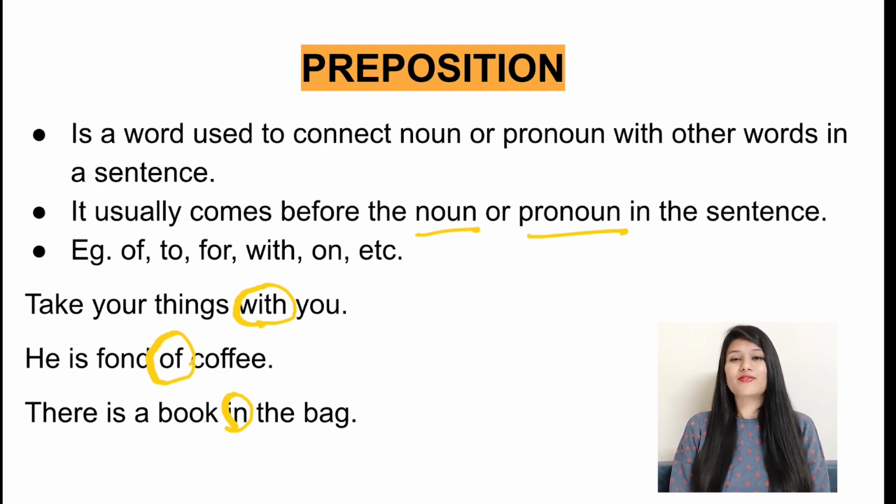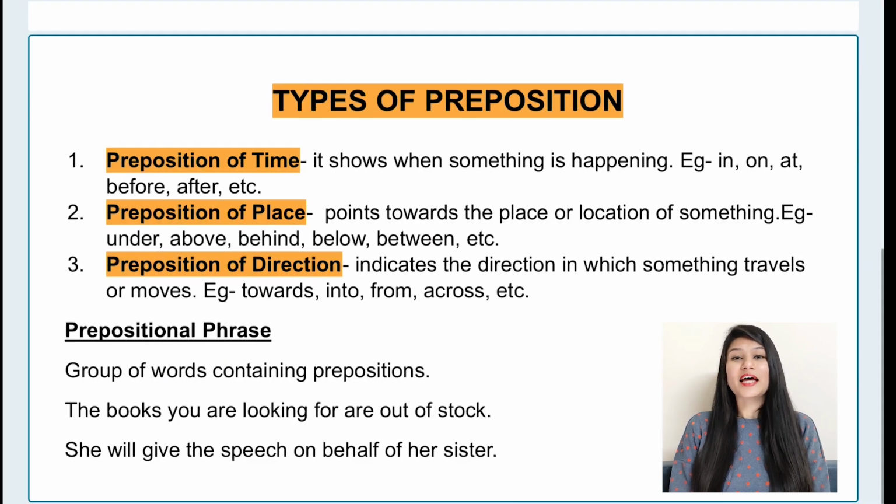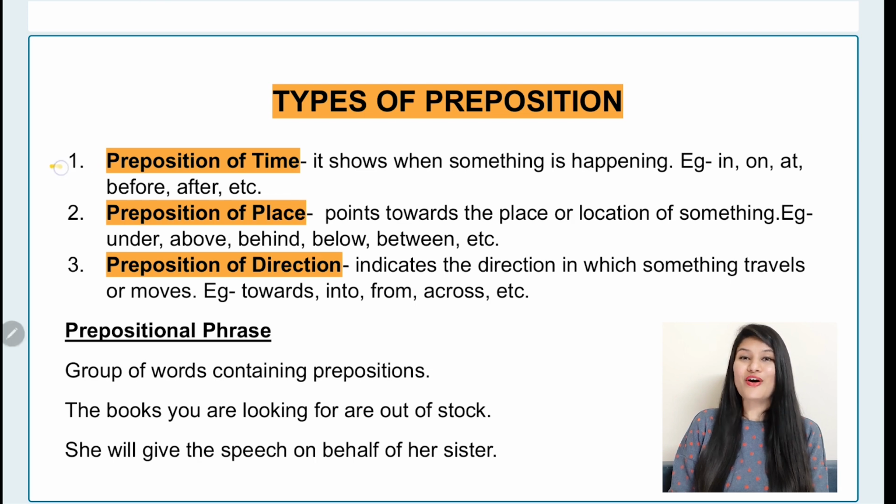After studying the definition of preposition, we should also know about the several types of preposition. Using a preposition involves knowing various types of prepositions, which are, first, preposition of time. It shows when something is happening. For example, in, on, at, before, after, etc.